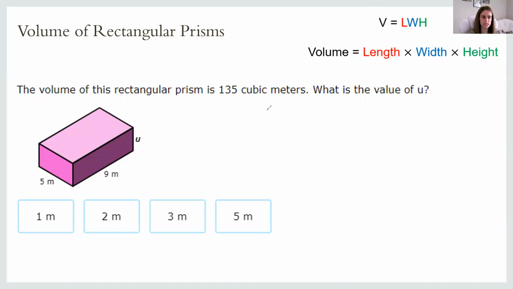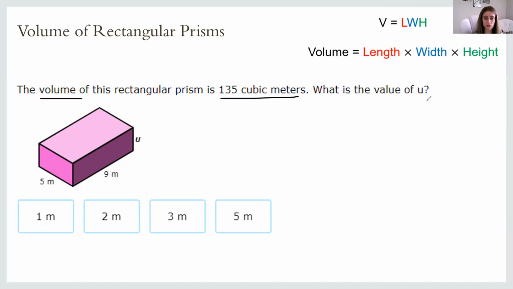The volume of this rectangular prism is 135 cubic meters. What is the value for U? So what are we looking for this time? We're looking for one of our side lengths. This is another one where we're given the answer, we're given the volume, and we need to find the side length.